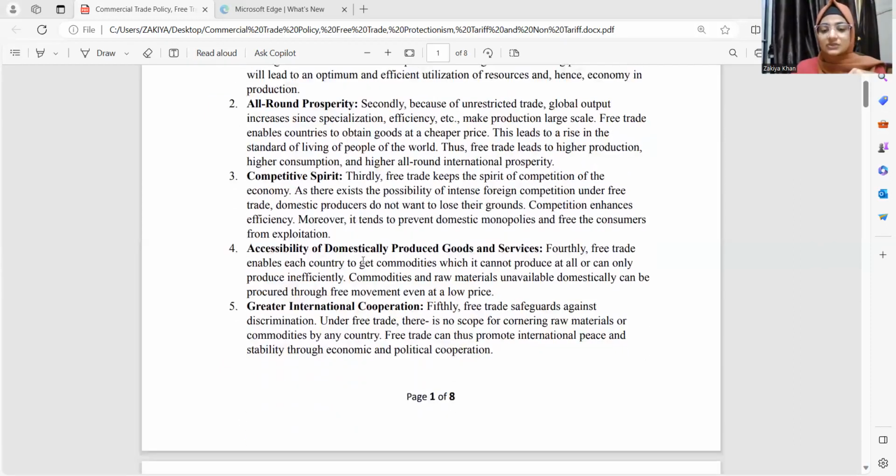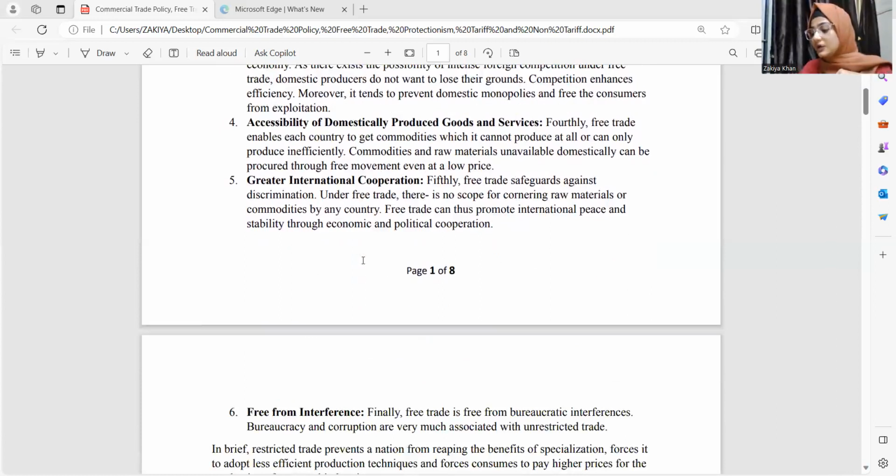Next, we have international cooperation. When you are allowing goods from other countries to be sold in yours, these other countries will have strengthened ties with yours. If a certain raw material is needed, there will be no discrimination because of good relations. The cooperation, economically and politically, becomes more stable.